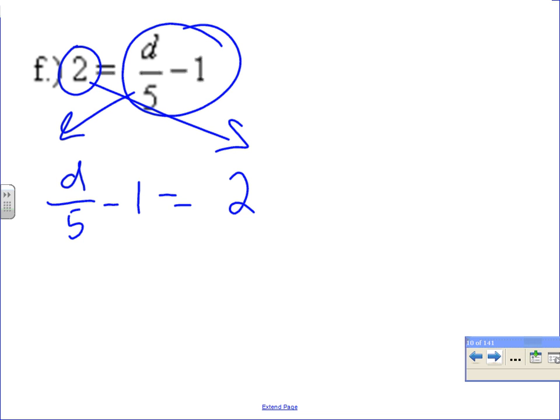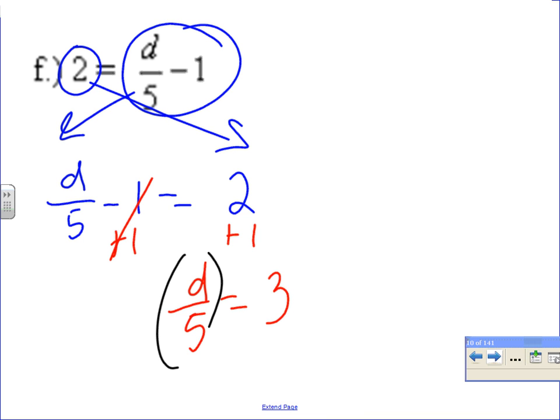Very first thing I want you guys to do is flip them around. So the variable's on the left, the number's on the right. It's minus 1. So once you rewrite it, Justin, now what do we do to solve our 2-step equation? Good. Add 1 to both sides. So we have D over 5 equals 3. Mary, how do we get rid of the 5? Multiply both sides by 5. Adam, what's the answer?